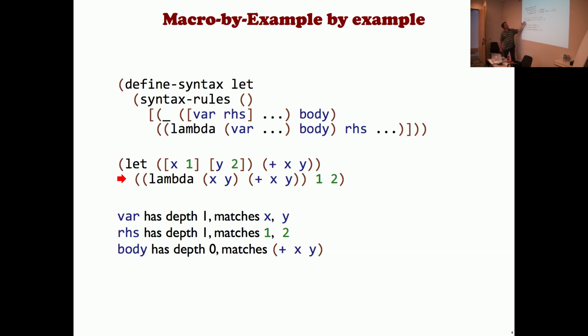Okay. And when we generate the code, there are two variables. So we generate the two terms here, x and y. We put the body, and then we put 1 and 2 for the two expressions. Okay, so everyone's on the same page about ellipses. Ellipses are kind of the magic of macro by example.